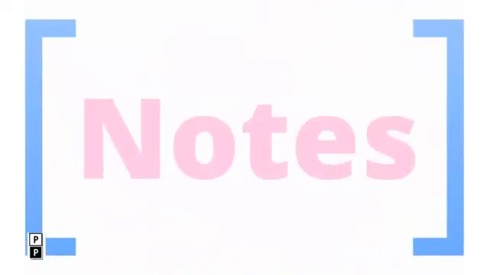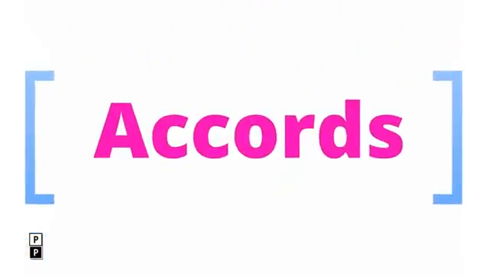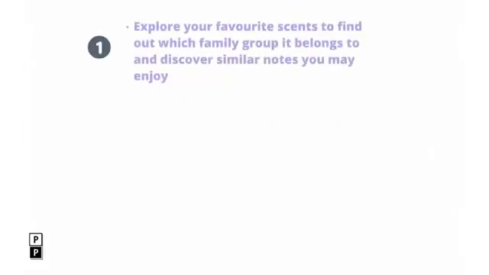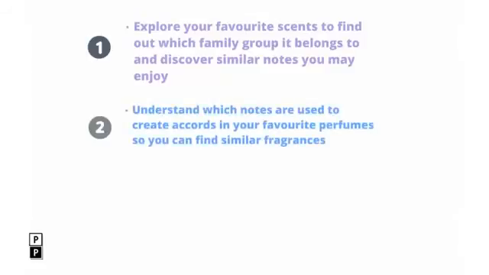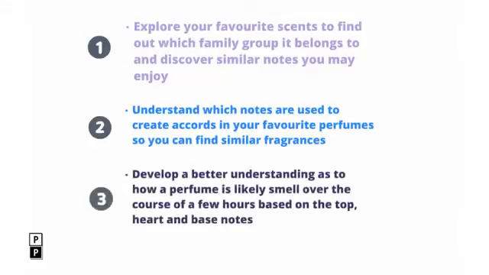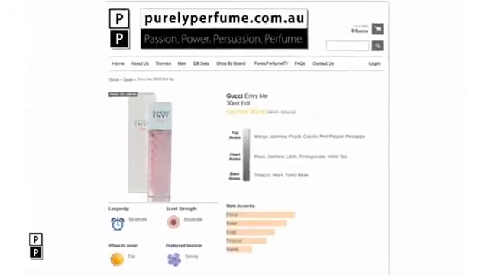So now that we understand the concept of notes, accords, and family groups, you can use this information to: 1. Explore your favourite scents to find out which family group it belongs to and discover similar notes you may enjoy. 2. Understand which notes are used to create accords in your favourite perfumes so you can find similar fragrances. And 3. Develop a better understanding as to how a perfume is likely to smell over the course of a few hours based on the top, heart and base notes.